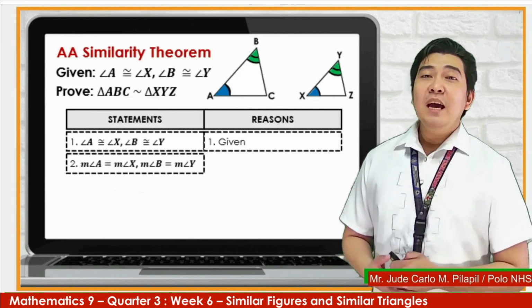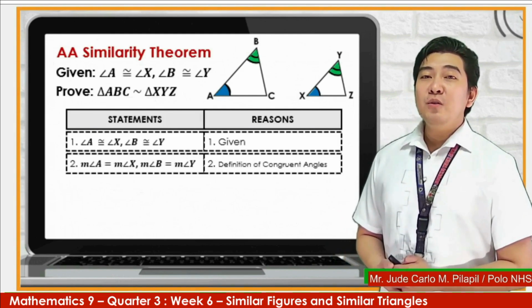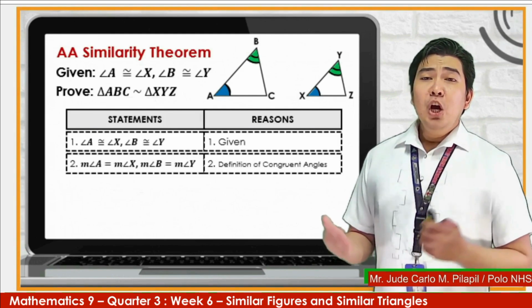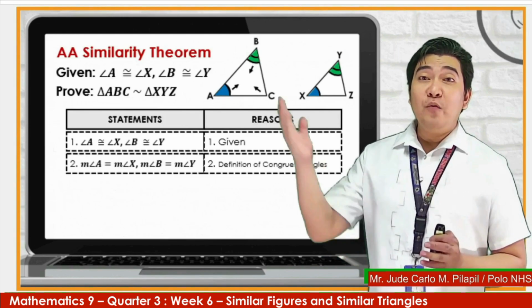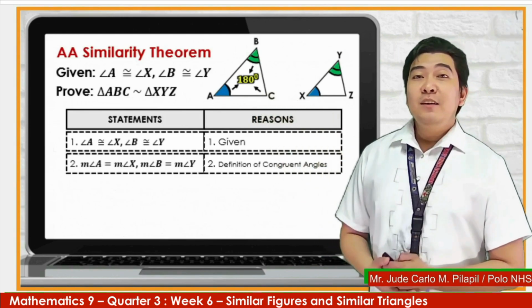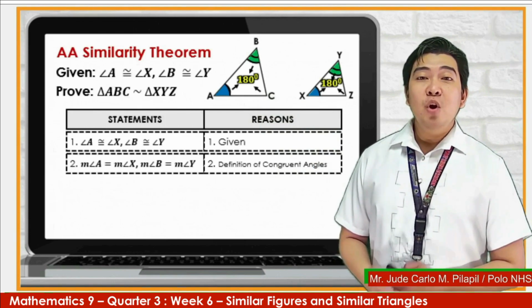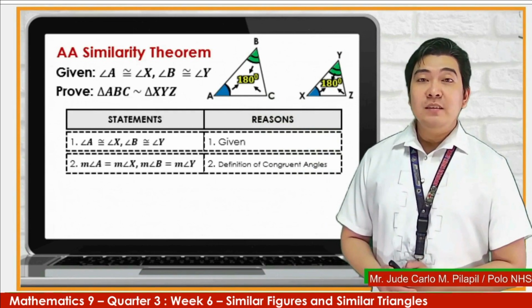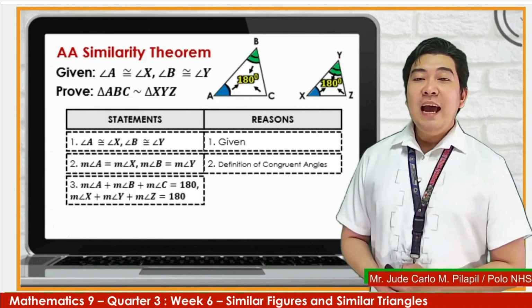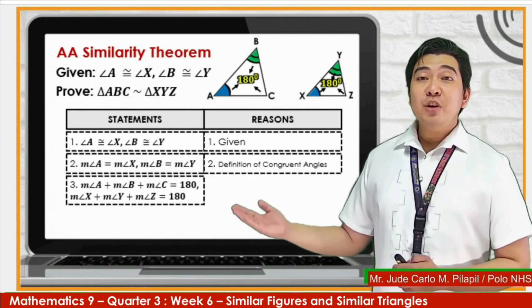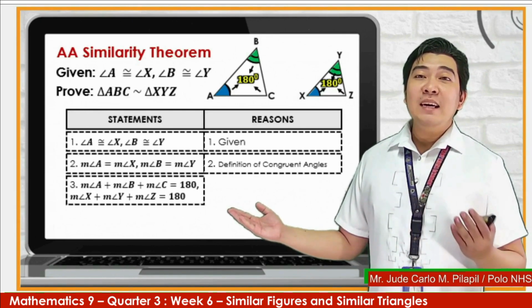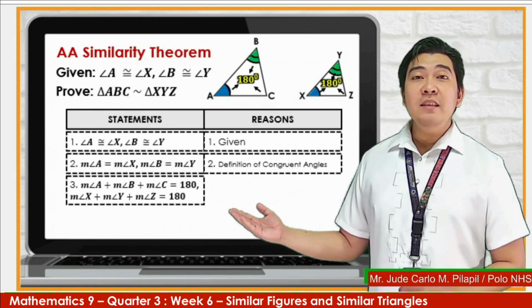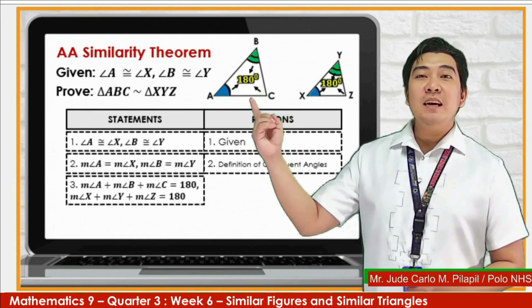This is by definition of congruent angles. Note that if we are going to add the interior angles of each triangle, the result must be equal to 180 degrees. Thus, we can have the statement measure of angle A plus measure of angle B plus measure of angle C is equal to 180. So that is for the first triangle.